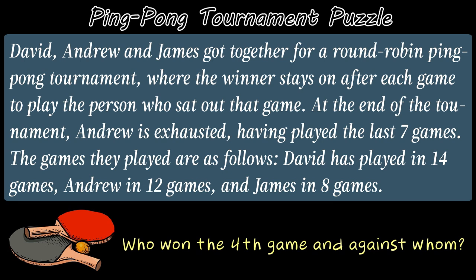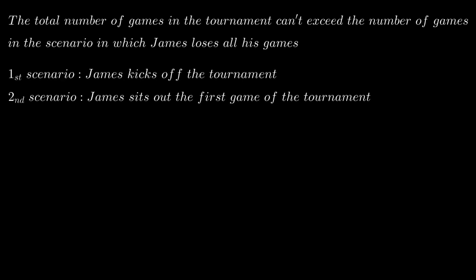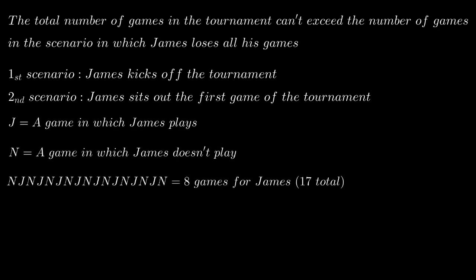Since James has the least amount of games, and since the loser sits out the next game, that means the upper bound of total games played is a scenario in which James has lost all the games he's played in. So there are two scenarios in which James has lost all his games. The first one is where James plays in the first game, and the second is where James sits out the first game. So in the second scenario, 17 games in total have been played, as you see here. So the upper bound is 17 games. No more games are possible.